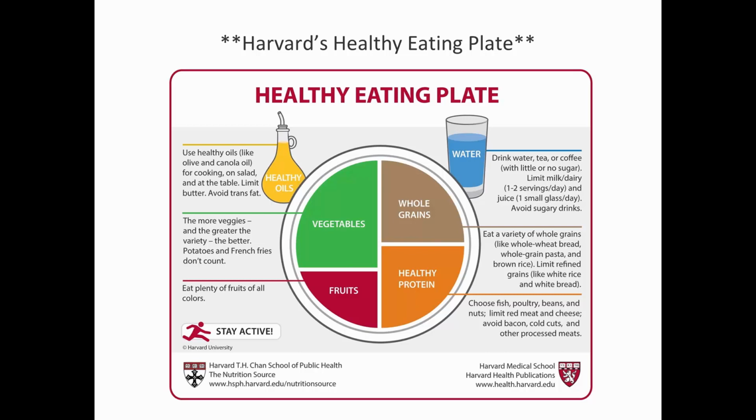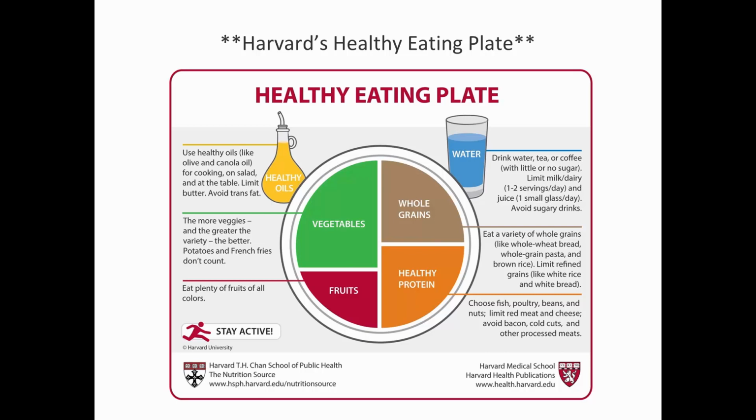Avoid the trans fat of oils. Remember, that's my one bad food. Limit butter, but use healthy oils like olive and canola oil for cooking. Drink lots of water. Limit your milk to maybe 1 to 2 glasses per day. Limit juice. There's a ton of sugar in juice. And avoid all of the sugary drinks. Just by the way, a glass of juice has the same amount of sugar as a glass of Coca-Cola.